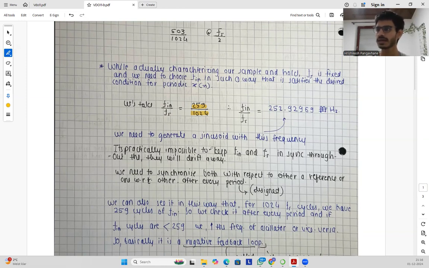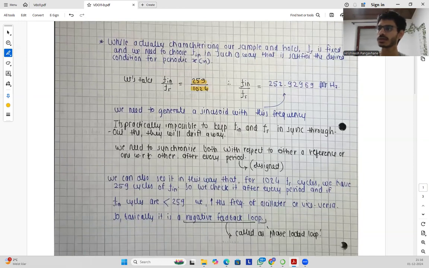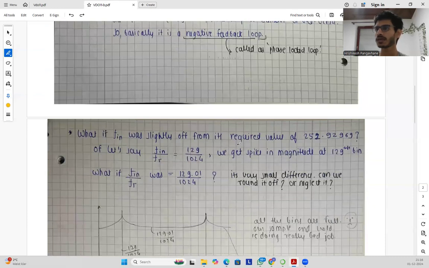So basically, this is a negative feedback loop, and this loop is called a phase locked loop, used to keep Fin and Fs synchronized. And it is necessary to keep them synchronized because this ratio must be maintained. But again, what if Fin was slightly off from this required ratio or this value? So it goes up to decimals, right?